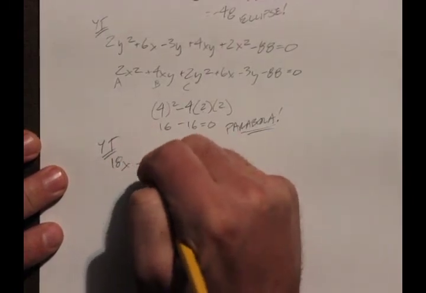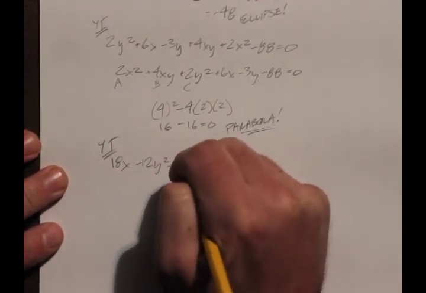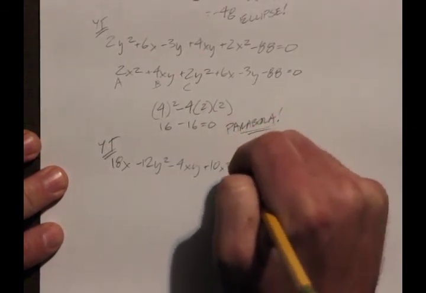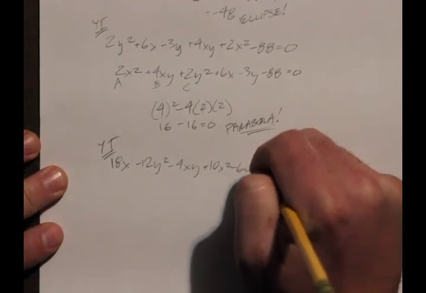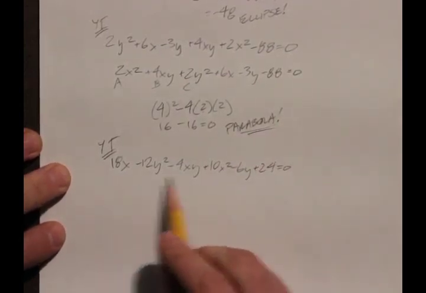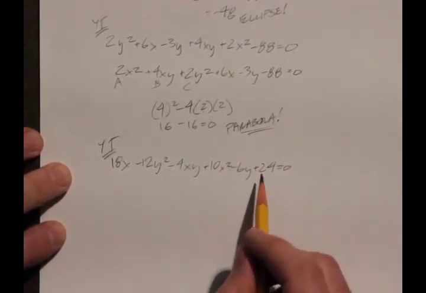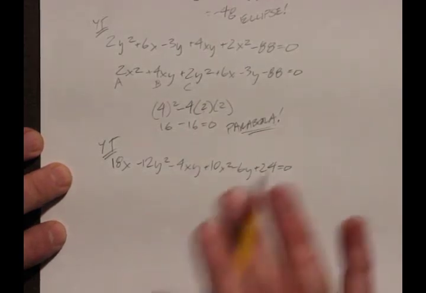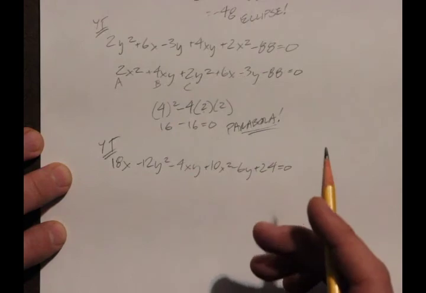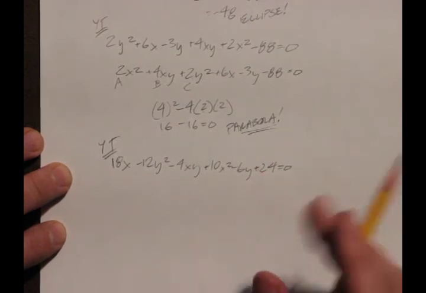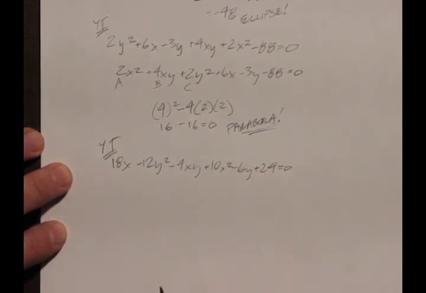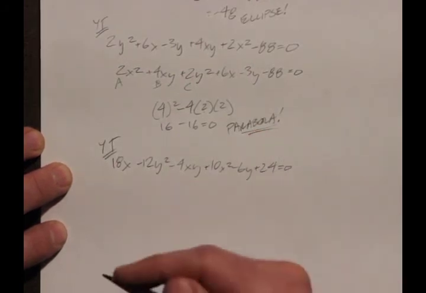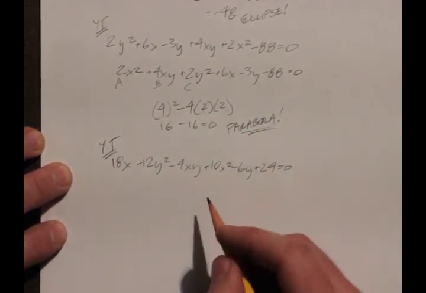18x minus 12y squared minus 4xy plus 10x squared minus 6y plus 24 equals 0. Okay, now again, put this in order, and then pause the video. Oh no, pause the video, put it in order, do the U-try. Pause. Hopefully you paused. Welcome back. I'm going to work this out. Let's see how you did.